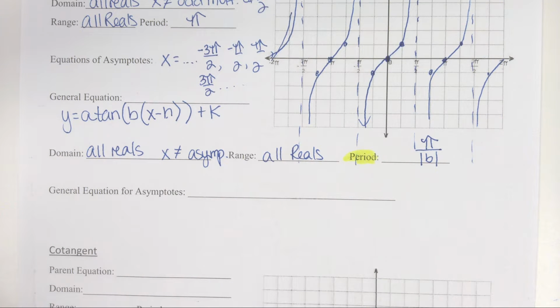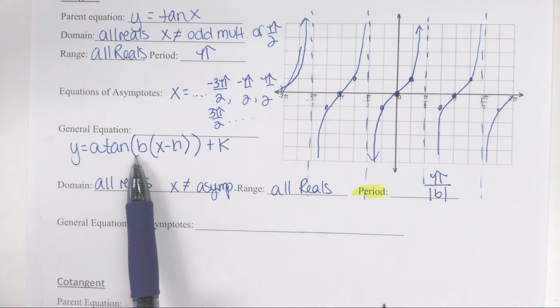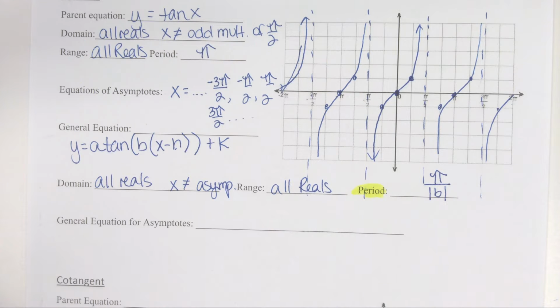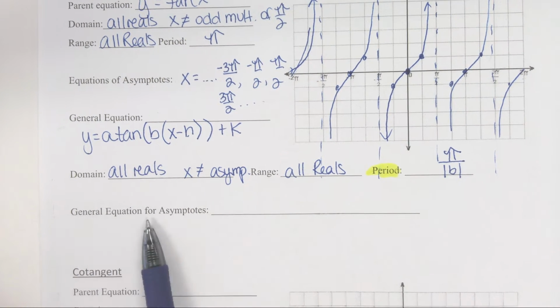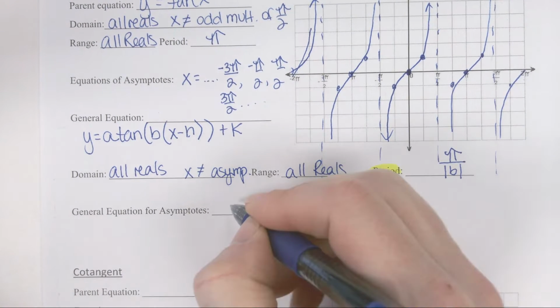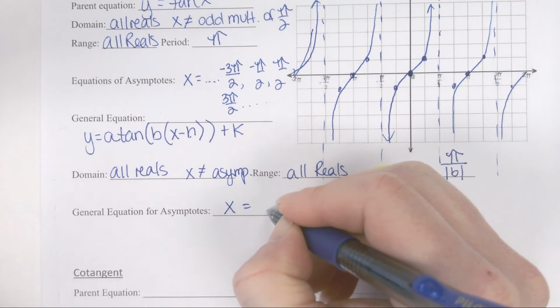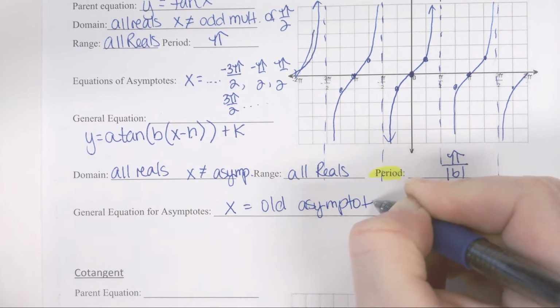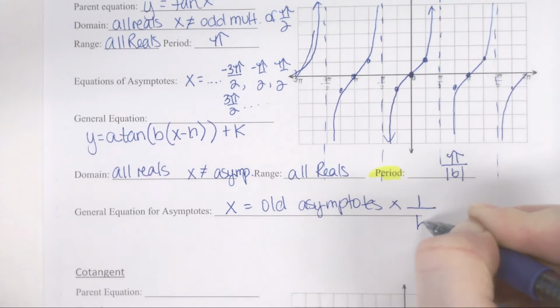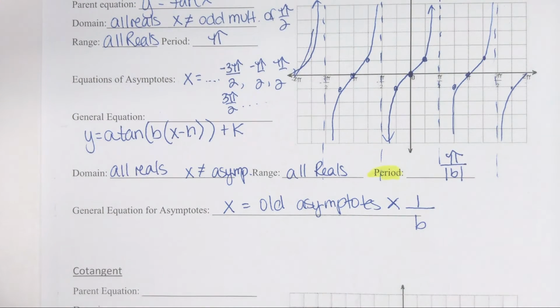So in general, if I don't change b at all, that doesn't change the asymptotes. Vertical stretches just change it this way. The only time the asymptotes will change from these odd multiples of pi halves is if there's a b in front. And so in general, to find the new asymptotes when that happens, we're going to take the old asymptotes and multiply them by 1 over b, and that's how you find your new ones. And we'll do one together so you see what I mean.